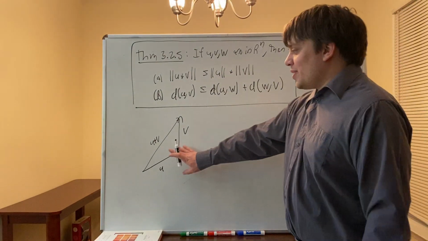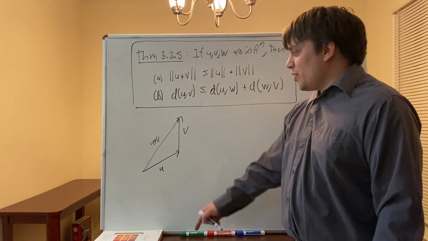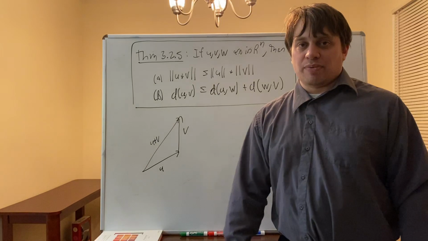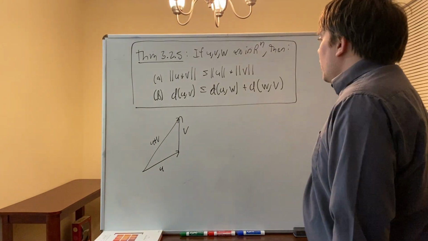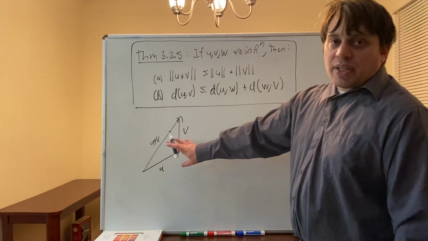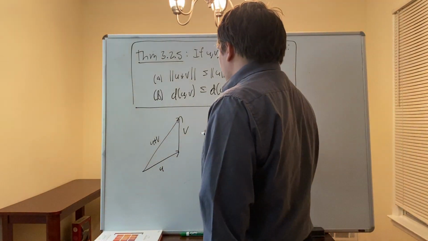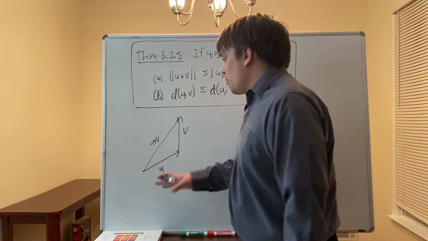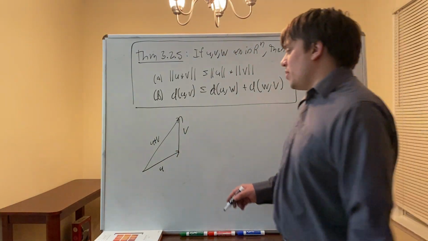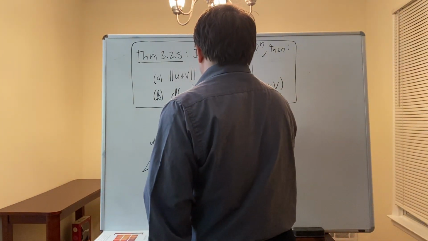Okay, so we made up this triangle with three vectors. One side is U, one side is V, and the hypotenuse is U plus V for this example. Just a rough sketch of this proof: for a triangle, you know that the length of the hypotenuse is less than or equal to the sum of the lengths of the sides. So, a fact about triangles.